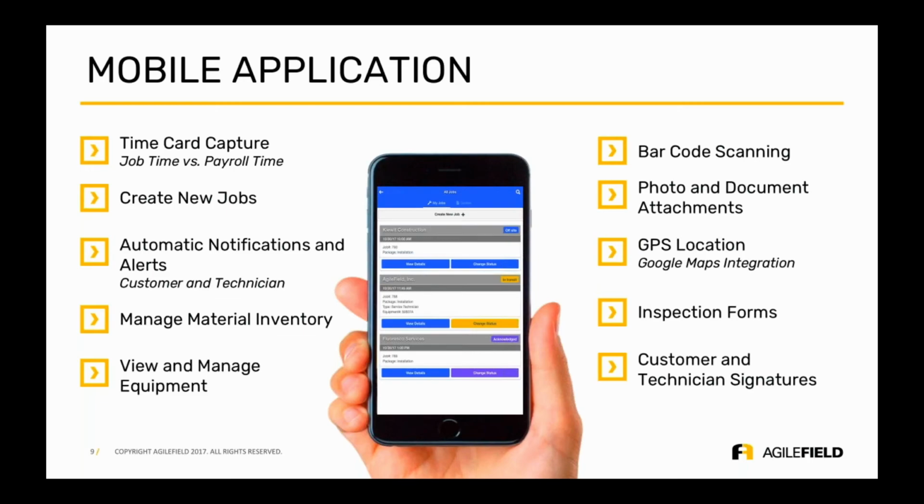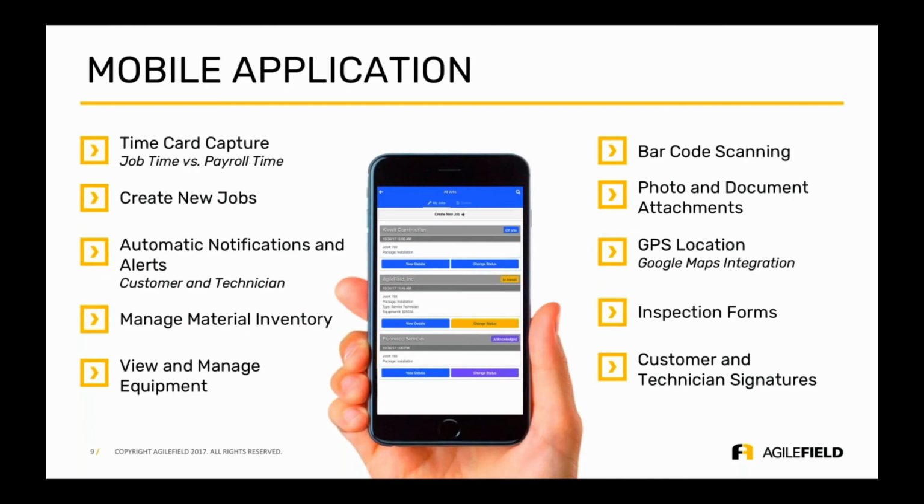AgileField has an optional but commonly used feature to allow techs to create new jobs from the mobile device without having to call into dispatch. Automatic notifications for technicians can be used to alert them of things like new jobs, schedule changes, or gate codes.